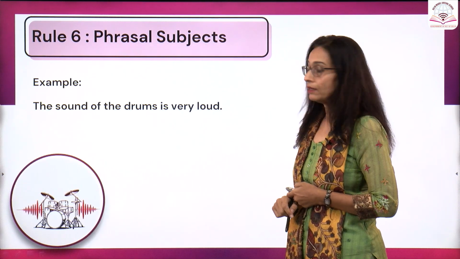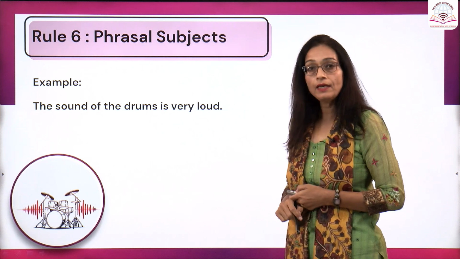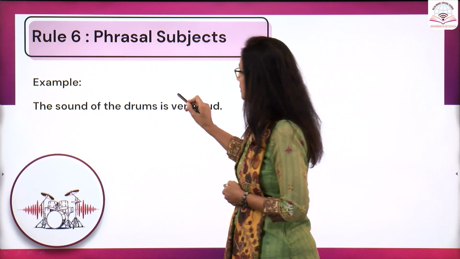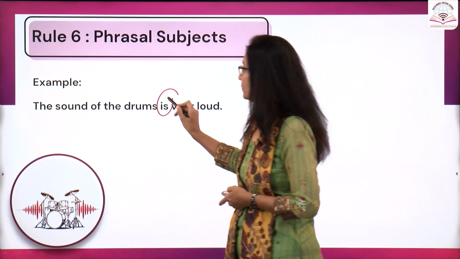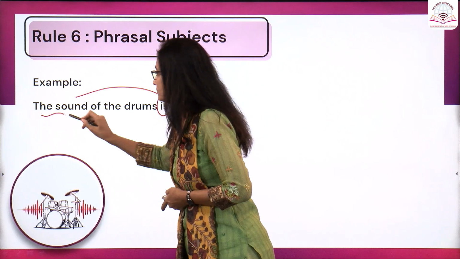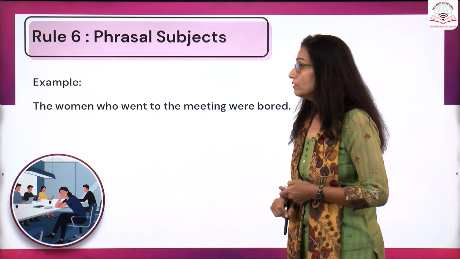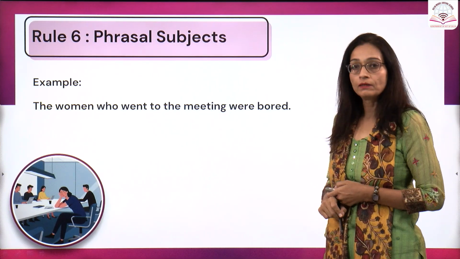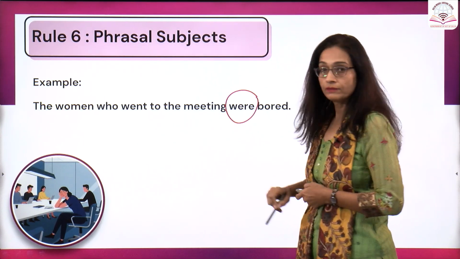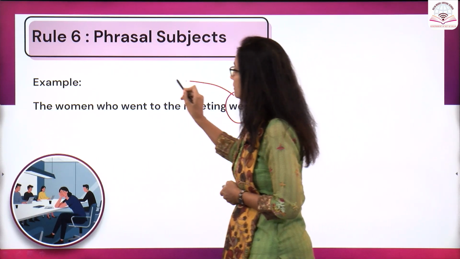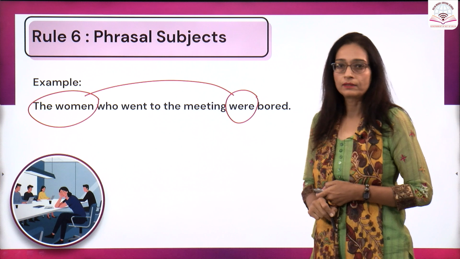Let's look at one more example. The sound of the drums is very loud. Now here again, see the verb is. So what are we looking at? We are looking at the sound and not the drums. One more example. The women who went to the meeting were bored. Now here the verb is were and we are looking at the women, which is a plural subject.